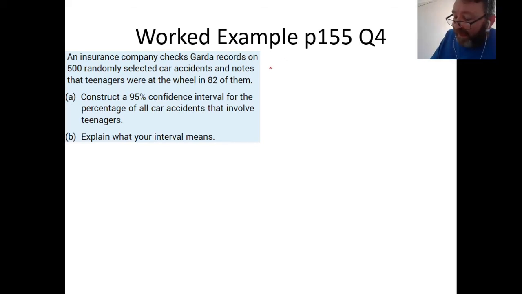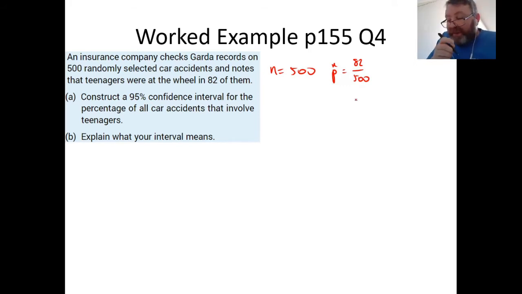Well, first of all, n is 500, because it says there, an insurance company checks records on 500 randomly selected car accidents. That's a sample. So there are 500 objects in my sample. Out of that 500, you'll notice 82 of them had teenagers at the wheel. So that's going to be your p hat, the positive fraction out of 500, which is 82 out of 500.